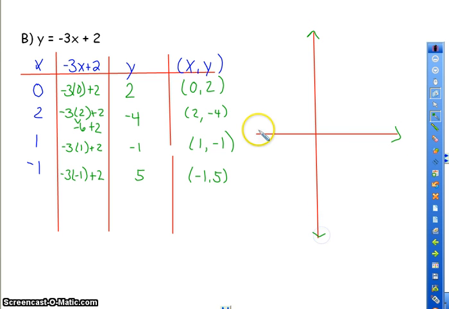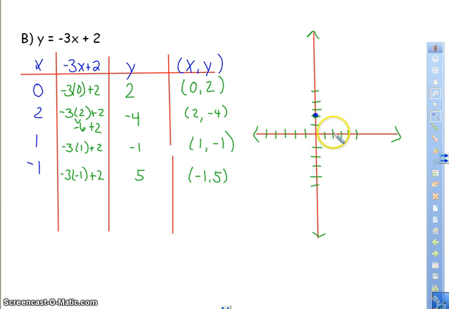Okay, I'm going to make tick marks of 5 out. That's my largest number. 1, 2, 3, 4, 5. Okay. So for 0, 2, I start at the origin. I don't go anywhere. Up 2. For my next one, I go over 2, 1, 2, and then down 4. 1, 2, 3, 4. Then I go over 1, down 1. And then over negative 1 and up 5. 1, 2, 3, 4, and 5.